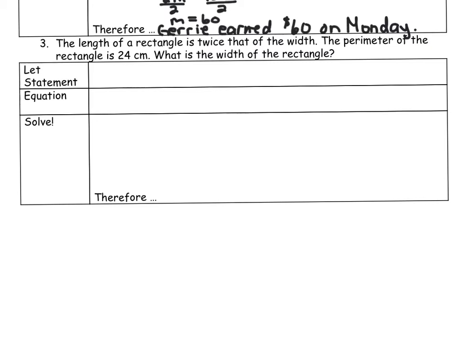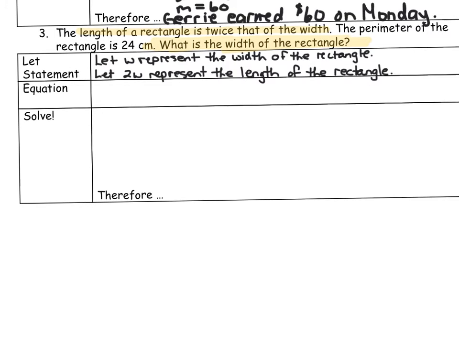And so remember, let's go back and look at it. I've got the length of the rectangle is given to me as a function of the width. So when I'm given it, that tells me that I have to figure out the length based on the width. So the width is going to be my variable. And it also helps here when it says what is the width of the rectangle, that gives me a pretty good clue that my variable is going to represent the width of the rectangle.